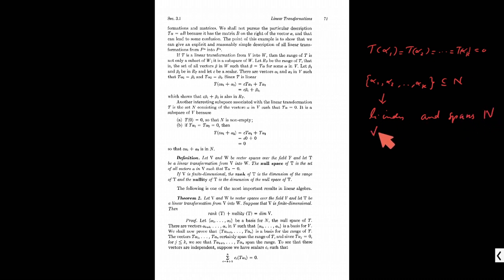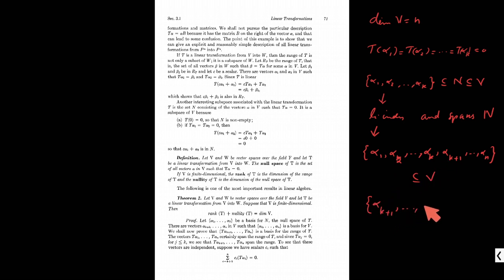Using this, we can consider it a linearly independent subset of V, but we know that every linearly independent subset of V can be extended to a basis of V. So I'll extend this linearly independent set to a basis of V, say alpha k plus 1, ..., alpha n. Our assumption is that the dimension of V is n. So the collection of the remaining elements alpha k plus 1, ..., alpha n contains exactly n minus k elements.